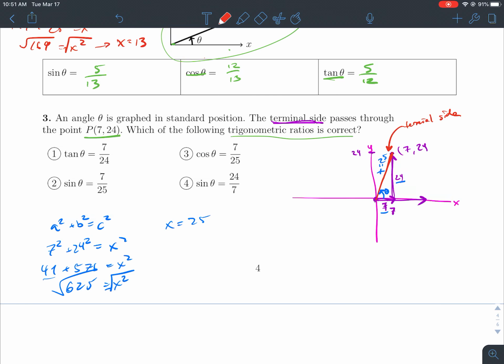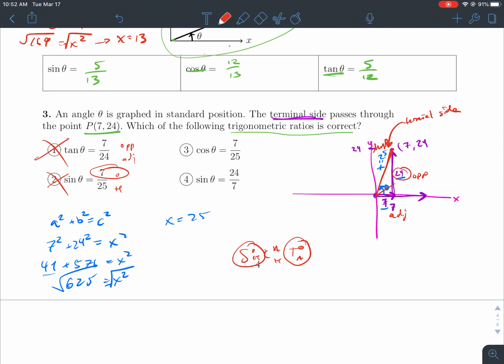All right, so let's see. We've got our opposite, we've got our adjacent, we've got our hypotenuse. Take a second to see if you can pick out which of these is correct. Well, we know tangent is supposed to be opposite over adjacent because of SOH CAH TOA, and this is not opposite over adjacent. Sine is supposed to be opposite over hypotenuse. Opposite is 24, not 7, so this is not correct. Cosine is supposed to be adjacent over hypotenuse. Adjacent, yeah, that's the one.